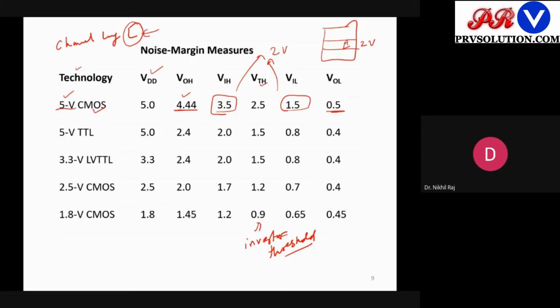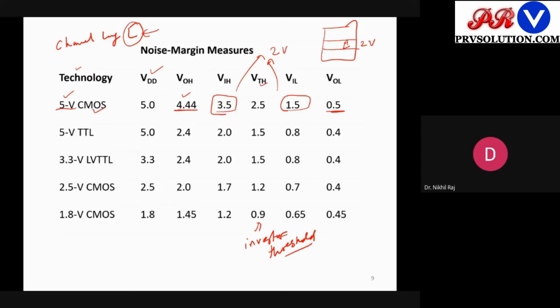At the point where both the transistors are in the on condition, in saturation, that voltage is called the threshold voltage. So basically this threshold voltage says how much range of voltage is falling under logic 1 and how much range is falling under logic 0.